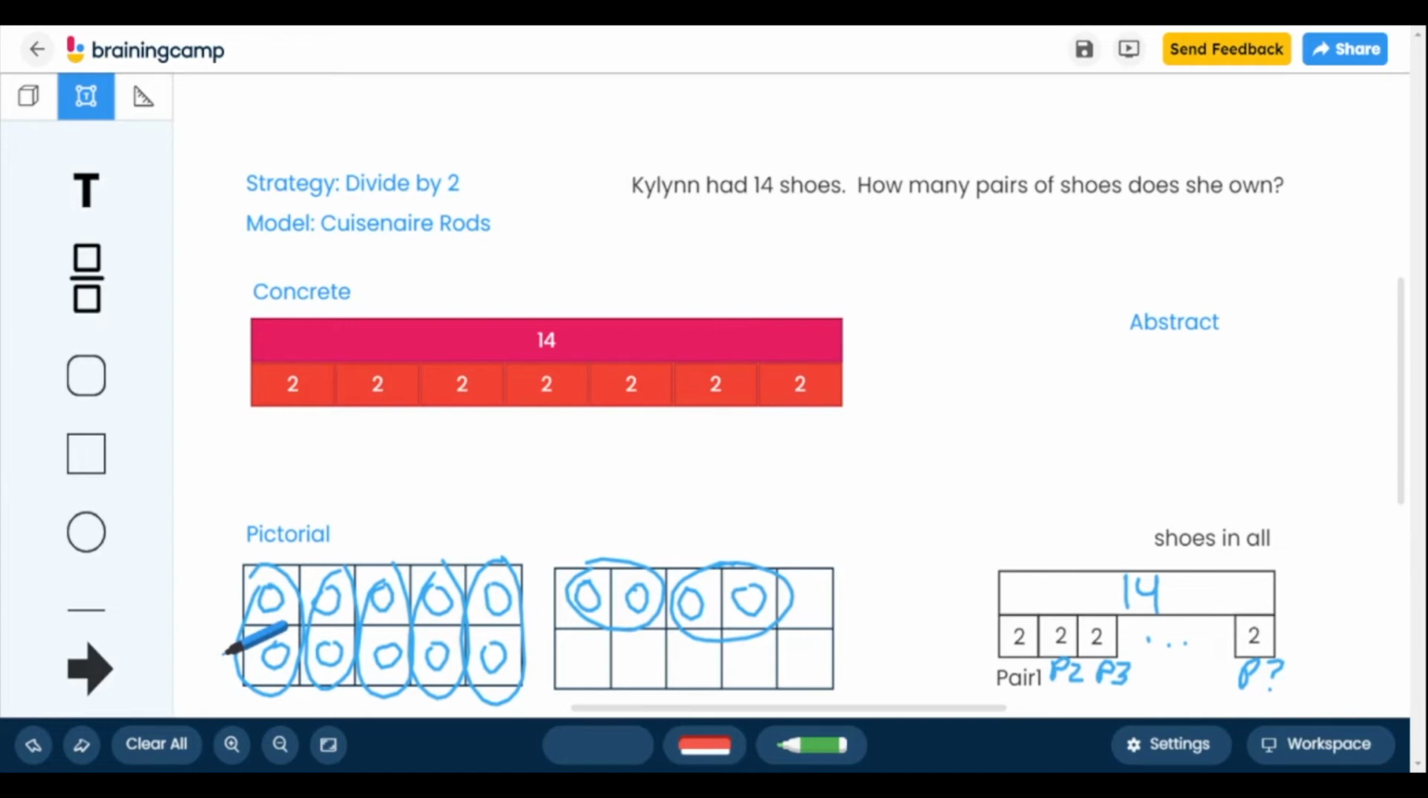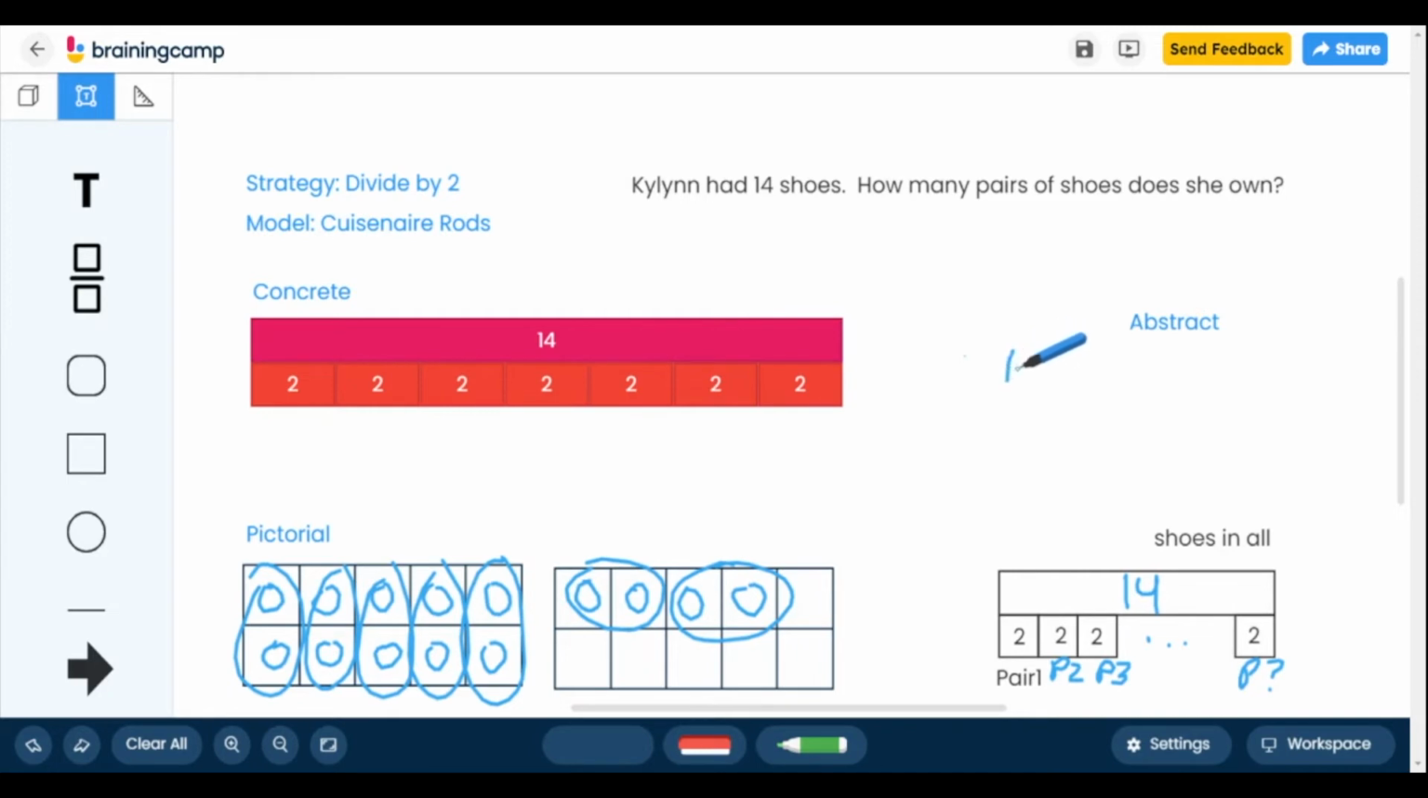Now you'll notice this looks very similar to the Cuisenaire rods in the concrete, right? I love how these tape diagrams or bar models can be concretely shown with our Cuisenaire rods. Really powerful. As we move into the abstract representation, we want to connect these representations.